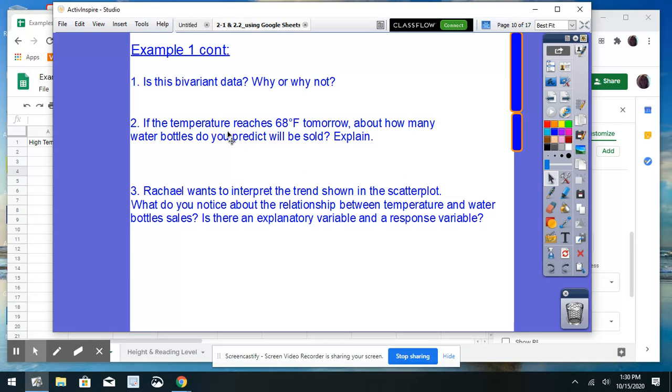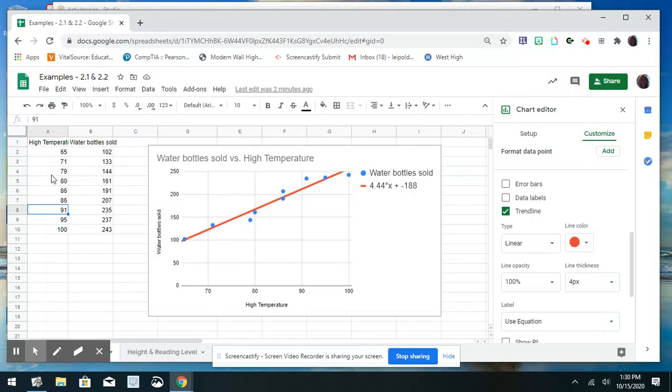And then it says, if the temperature reaches 68 degrees tomorrow, about how many water bottles do you predict will be sold? And to answer this question, we can go back to our chart of data and say, well, 68 falls somewhere between 65 and 71. So we can estimate that it's going to be somewhere between 102 and 130 bottles of water.